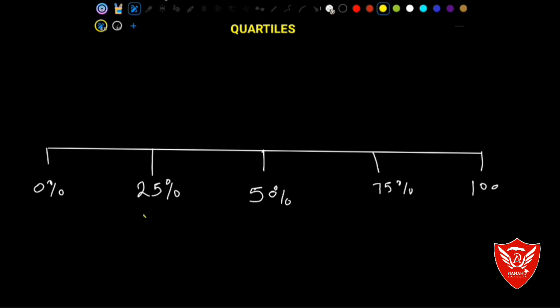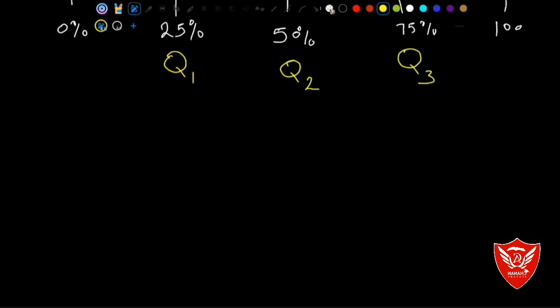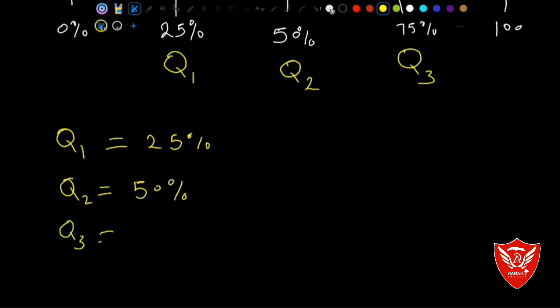So now the 25 is the quartile 1, the 50 is the quartile 2, and the 75 is the quartile 3. So we can say that quartile 1, the first quartile, is equal to 25%, the second quartile is equal to 50%, and the third quartile is equal to 75%.